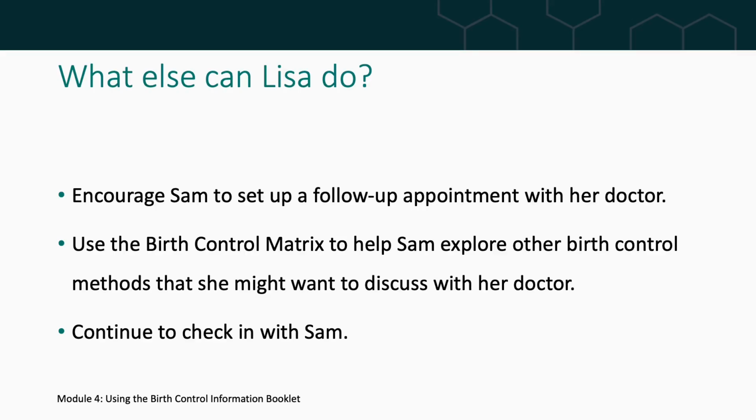In addition to providing Sam with medically accurate information about birth control pills using the information booklet, Lisa can encourage Sam to make a follow-up appointment with her doctor to further discuss her concerns. She can also use the birth control methods matrix, which was the focus of Module 3, to help Sam identify other birth control methods that are aligned with her needs and preferences. Finally, Lisa can continue to check in with Sam to ensure she is getting accurate and complete information about birth control that she might not receive from family, friends, or social media.